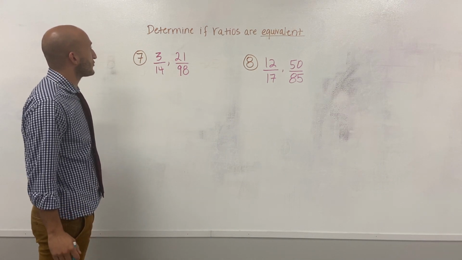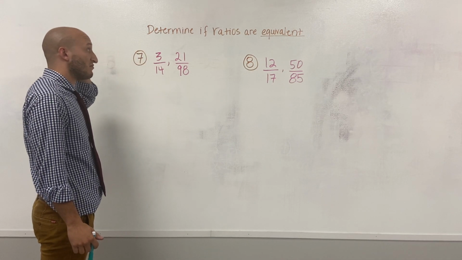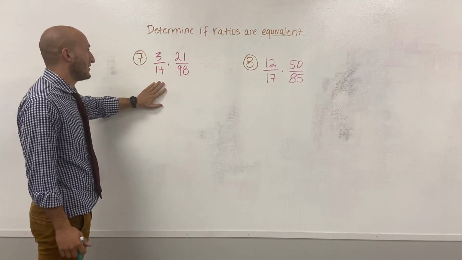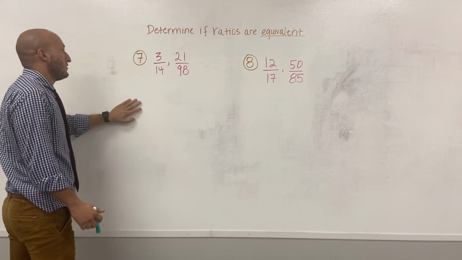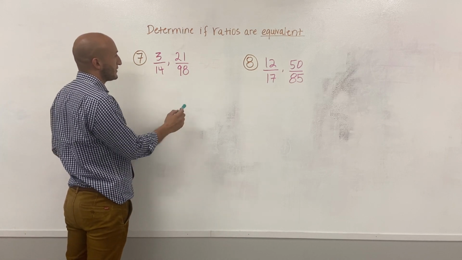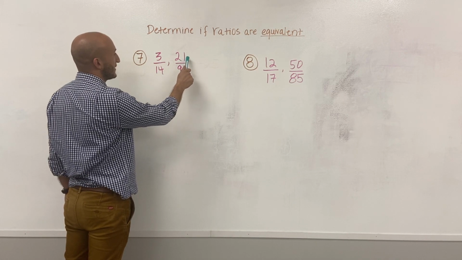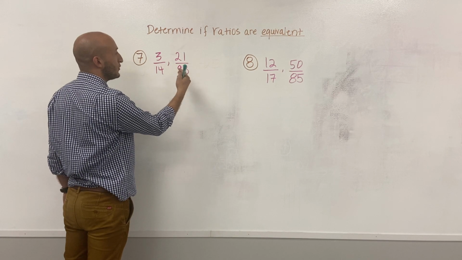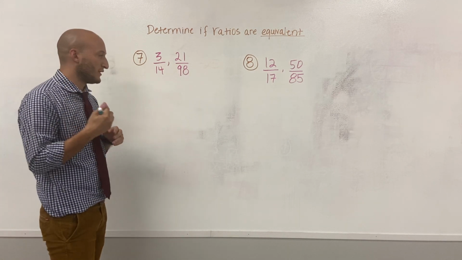Okay, so the instructions were to determine if ratios are equivalent, meaning are these two fractions equal to each other? Now, from the looks of it, they don't look equal. But I have to ask myself, can I simplify? Can I divide by a number top and bottom where they go into evenly? So I'm gonna show you two ways of doing this.